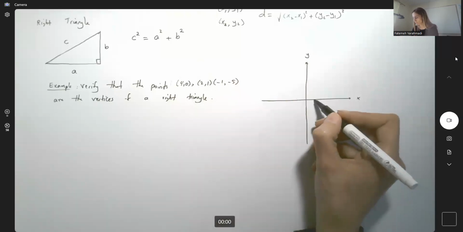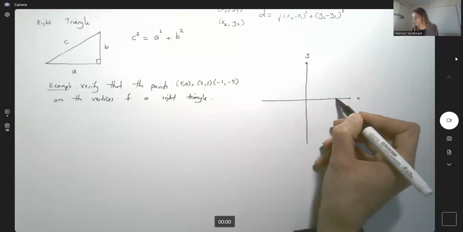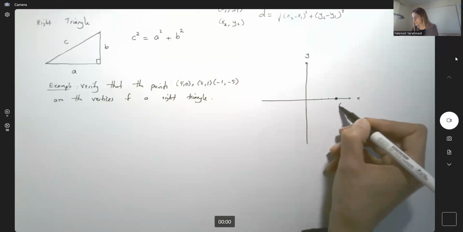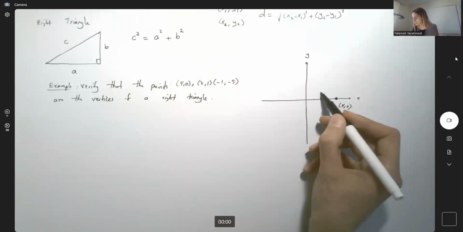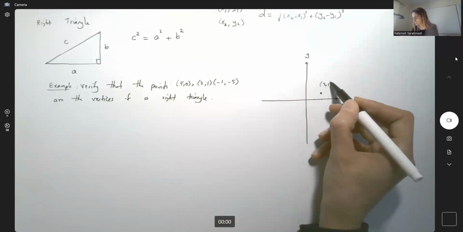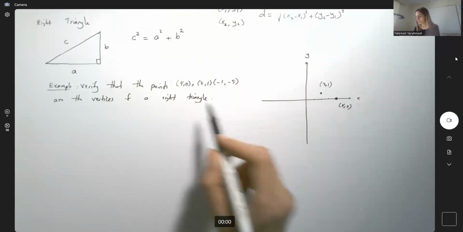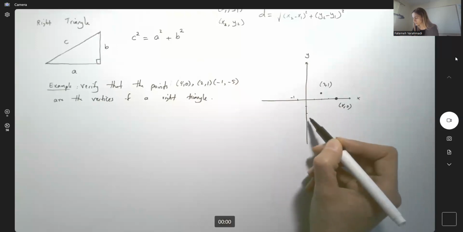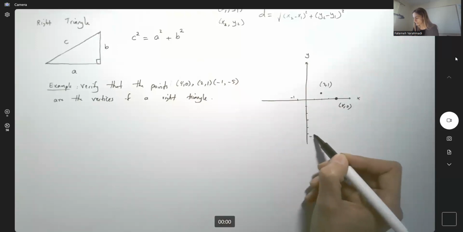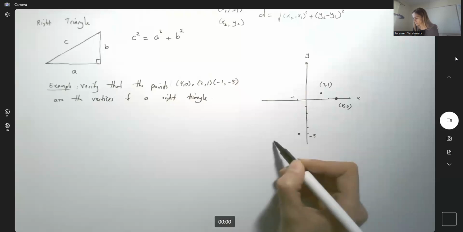(4, 0): 1, 2, 3, 4. Then I have (2, 1). The next point, the final point, is (-1, -5): 1, 2, 3, 4, and -5. This point down here.